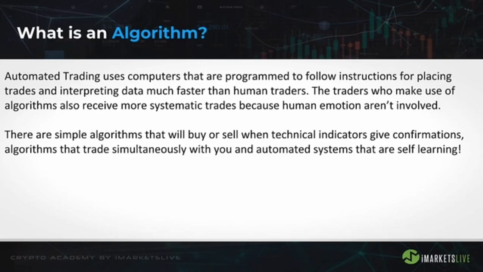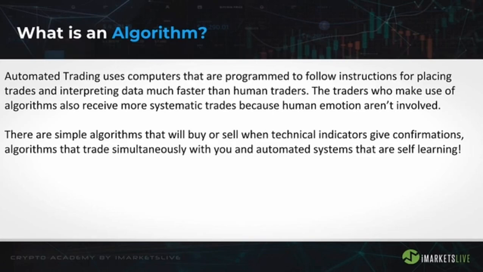Now, automated trading uses computers that are programmed to follow instructions for placing trades, and they can interpret data much faster than humans can. The traders who make use of algorithms also receive more systematic trades because the human emotion is not involved. There are simple algorithms that will buy or sell when a technical indicator gives a certain confirmation. There are algorithms that trade simultaneously with you, and some automated systems are self-learning.